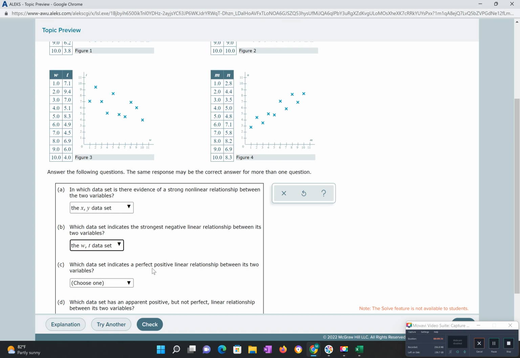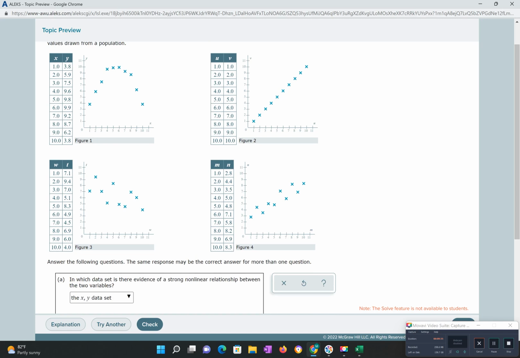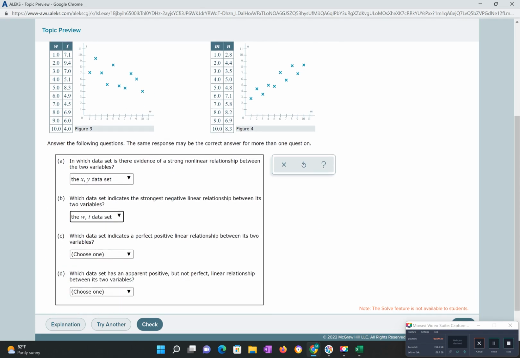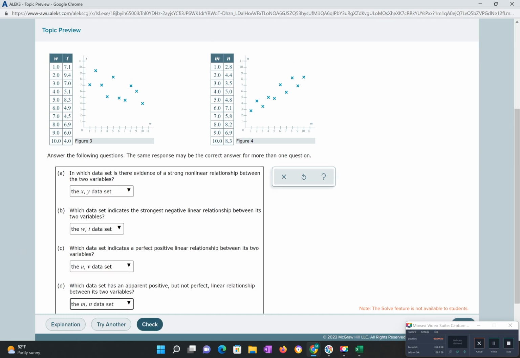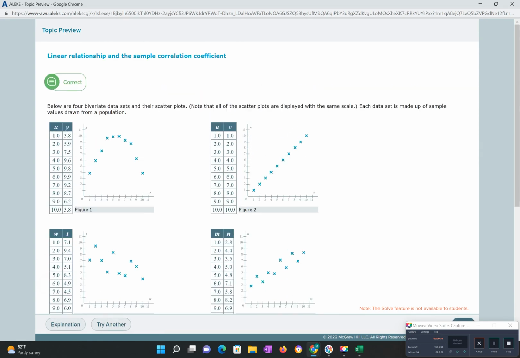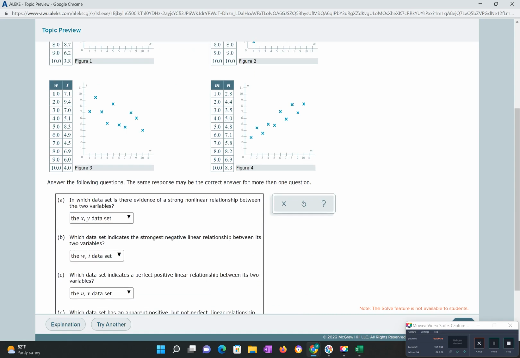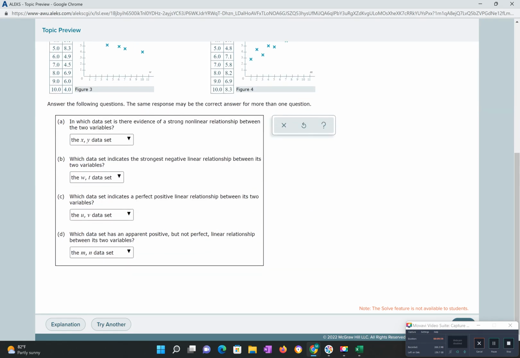Which data set includes a perfect positive? Keyword perfect, that's definitely going to be up here, and that's definitely UV. Okay. And which data set has an apparent positive but not perfect? Positive and not perfect would be MN. And we check.